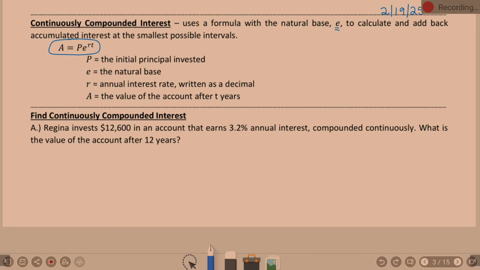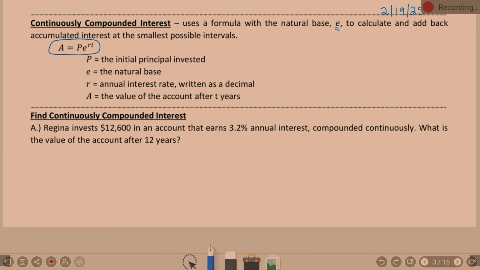P is still your principal invested. E is just the natural base, the number. R is still your annual interest rate, written as a decimal. A is still the value of the account after T years. So let's look at our first example here. Regina invests $12,600 in an account that earns 3.2% annual interest, compounded continuously. What is the value of the account after 12 years?